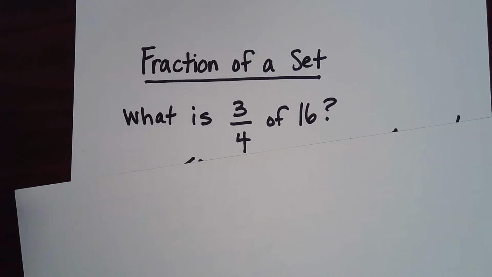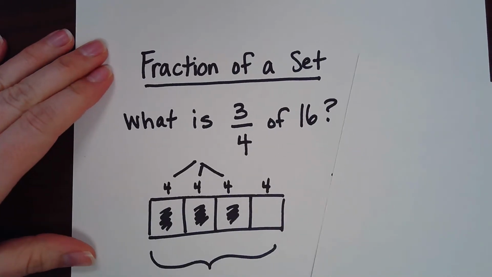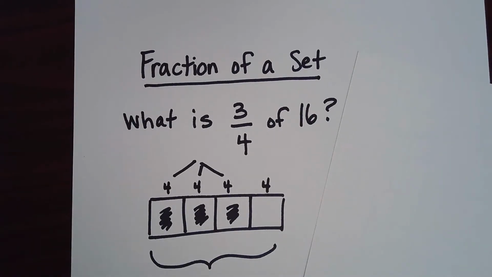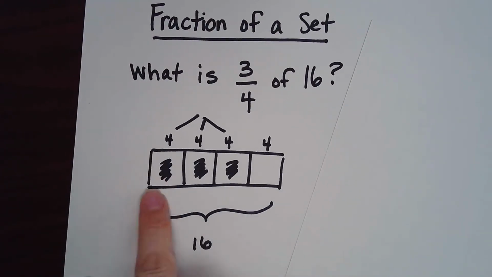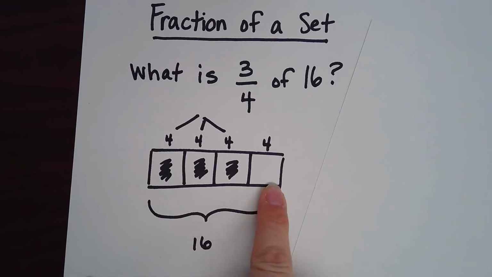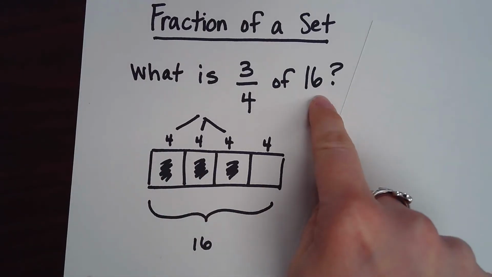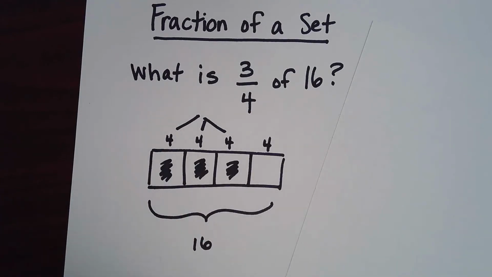All right, so this is what that means. So when you draw 3/4 of 16, you first need to draw a rectangle, okay? And we know that that rectangle is going to symbolize 16 because that's the full amount of our set, okay? So I like to draw the bracket to know that this means 16, okay?